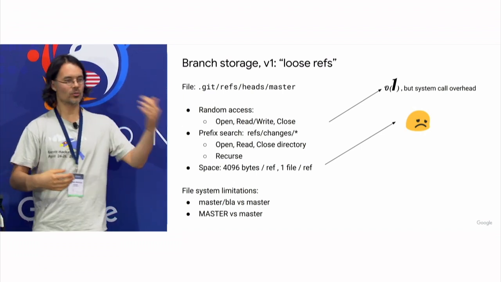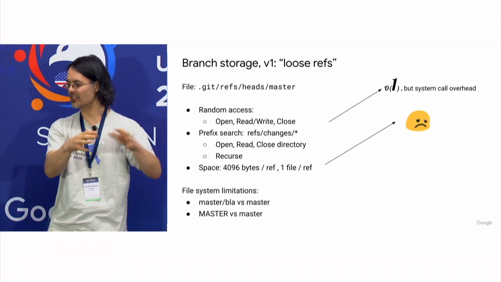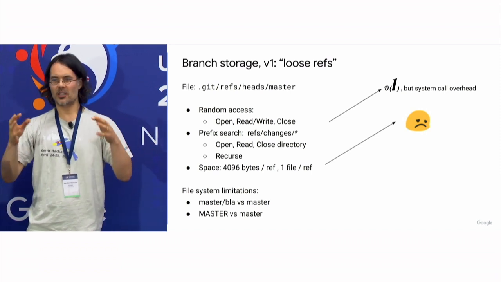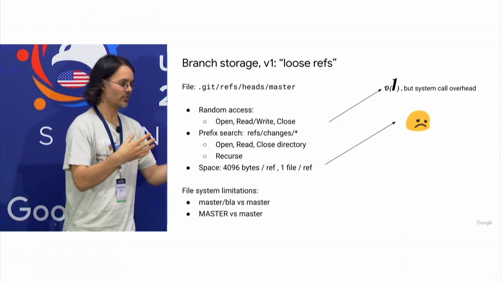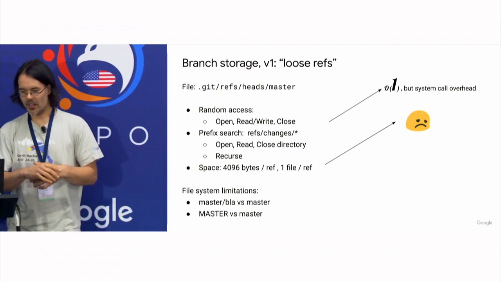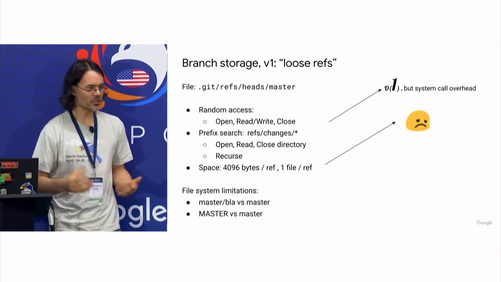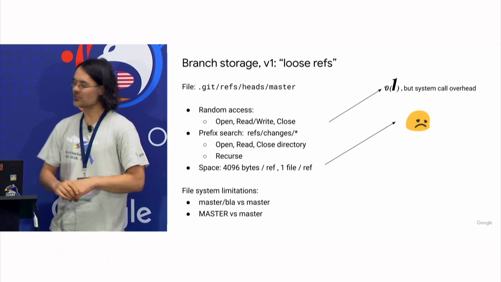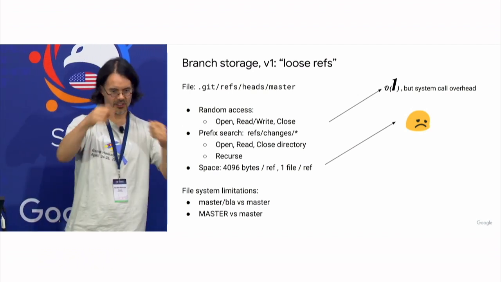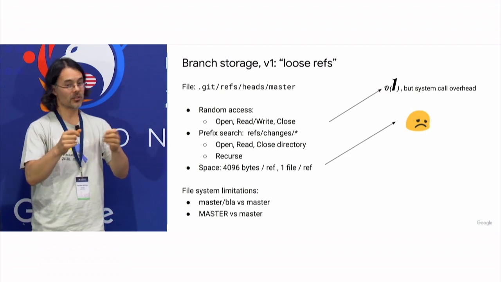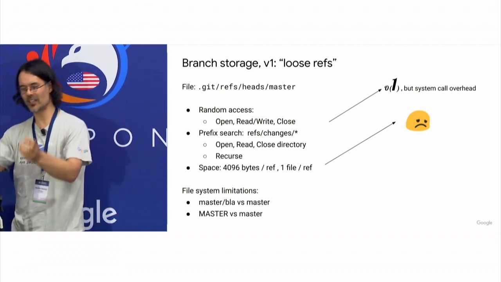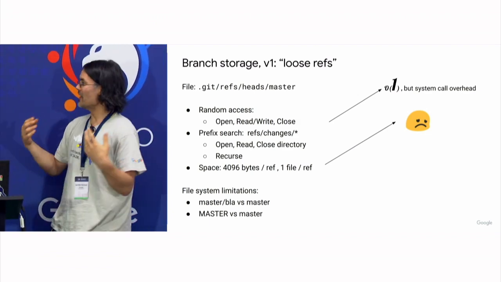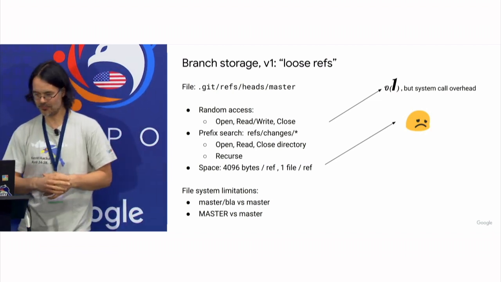So if you want to do random access, you open the file, you read what's inside. That's kind of okay because the file system is actually pretty quick, but it has a large overhead because you have to do system calls, and so they're kind of slow. Now, if you want to do the prefix search, so we want to have everything in a certain directory, then we have to open the directory, and read it, and look at all the entries, and then maybe it's another directory, and we have to open that directory, and read it, et cetera, et cetera. That is not great.